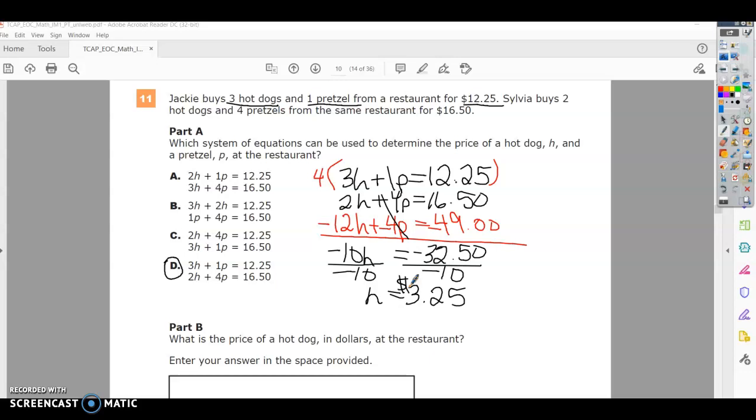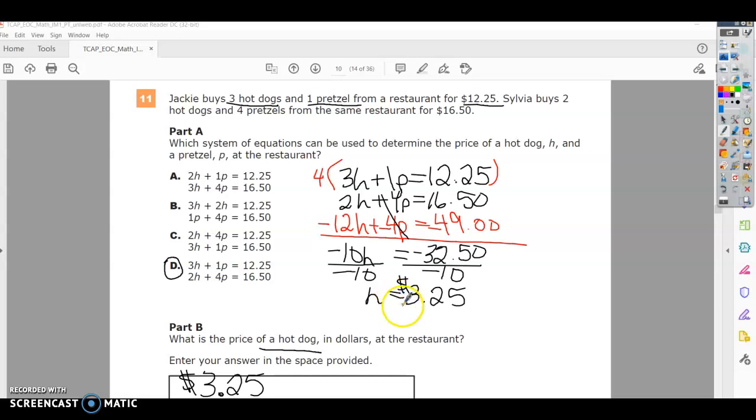All right, so do we need to solve for pretzels? In this case, we don't have to. If you solve for pretzels first, then you would have to plug it back in and find how much the hot dog is. The question says, what is the price of a hot dog in dollars at the restaurant? So in the blank, we're going to put $3.25. Just to finish the problem, in case another question on the EOC requires you to finish it, you want to make sure you know how to do that.